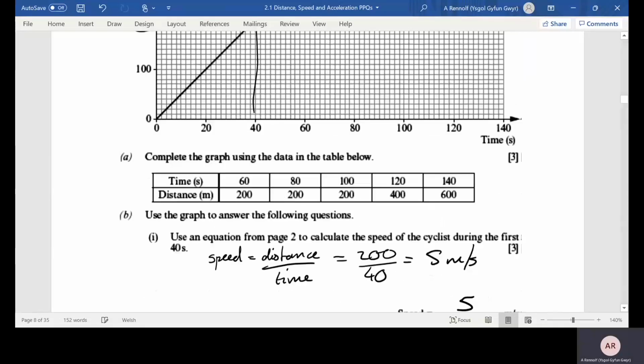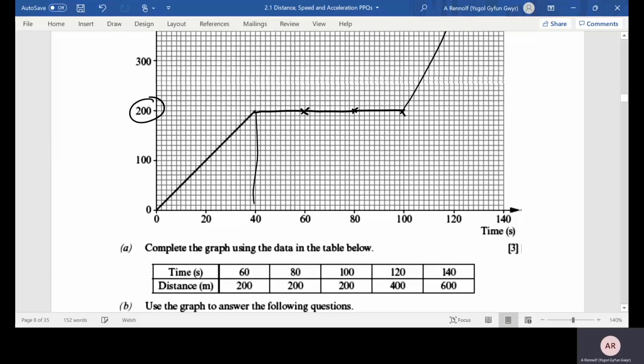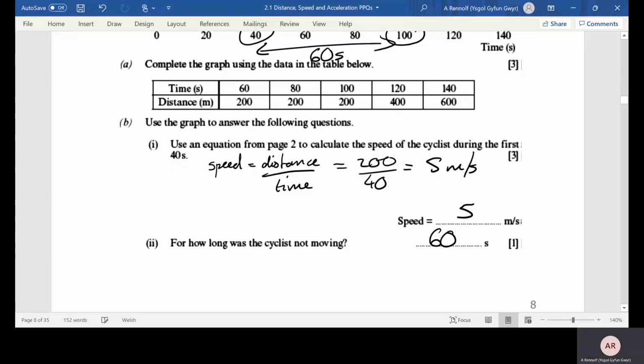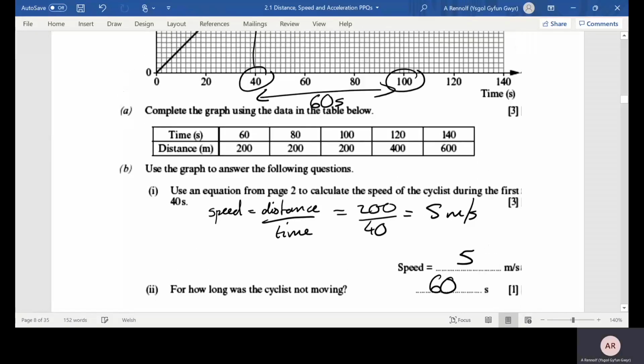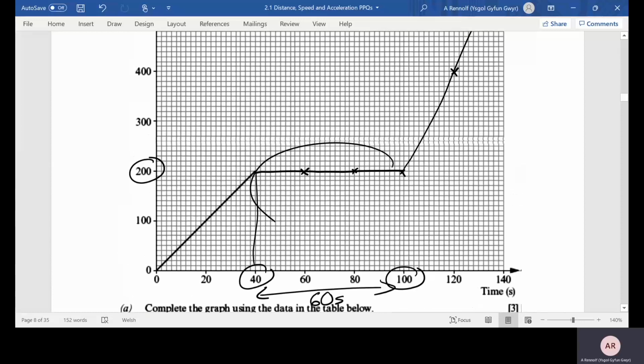How long was the cyclist not moving then? Well, the cyclist stops at 40 seconds. You start moving again at 100. And the difference between those is 60 seconds. Now we know that the cyclist isn't moving for this part of the graph because time's going on, but the distance isn't changing. He's staying at 200 meters, which means he's not moving.